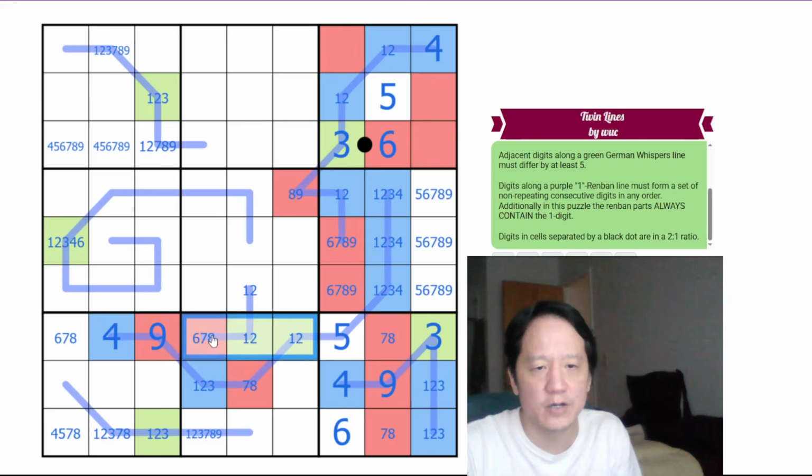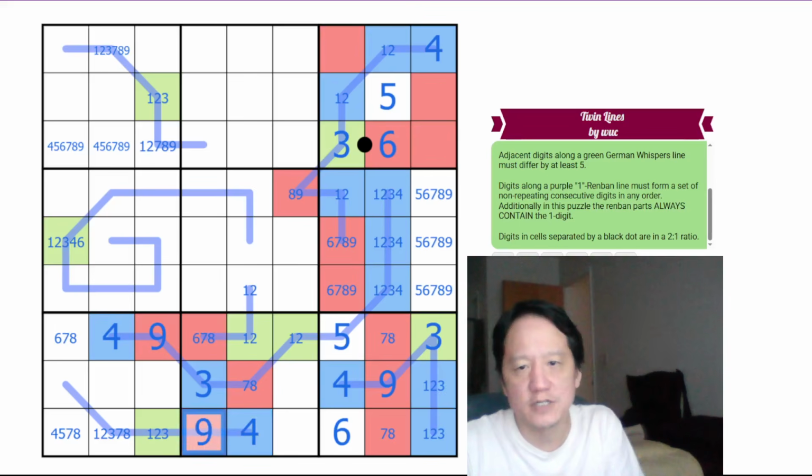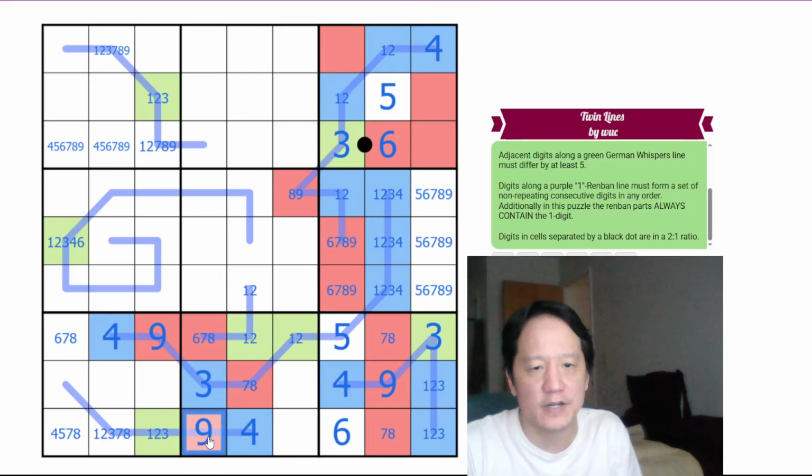1, 2 as a pair in box 8 eliminates 1 and 2 in the rest of the box. This can't be 1 or 2, it's 3. This can't be 1, 2, or 3, so this has to be a high digit, which means this is the Whisper 5 portion of it. So this is low, cannot be 1, 2, or 3, it must be 4. Which has to be next to 9 on the Whisper 5 line.